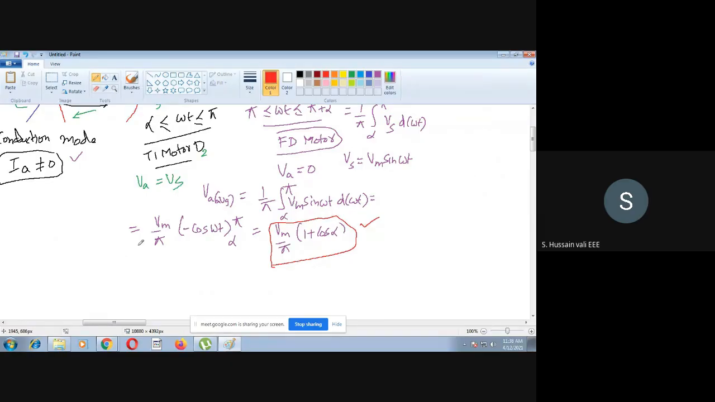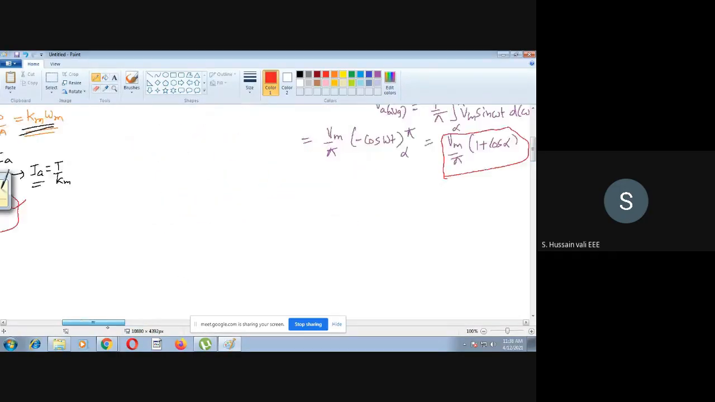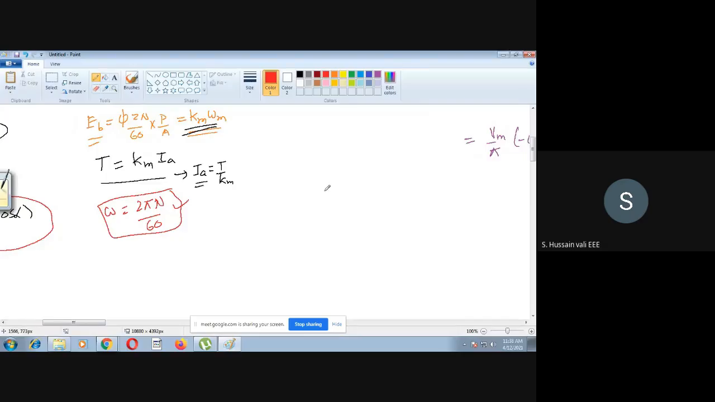Now what will happen if it is the boundary between continuous conduction and discontinuous conduction? What is meant by boundary? See, I will write here: continuous conduction mode. In this mode, you have three intervals. In the third interval, IA is equal to 0. This you have seen already. Whereas in the other mode, you have only two intervals, and IA never becomes 0. It is always more than 0.